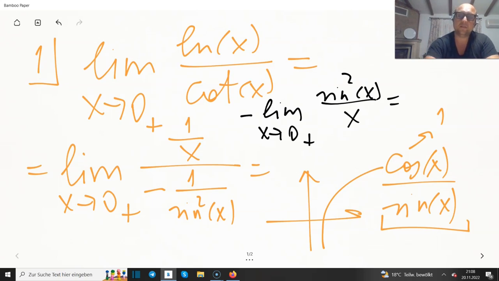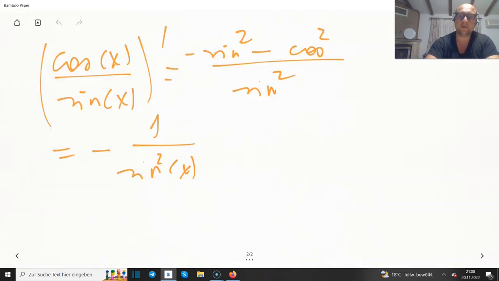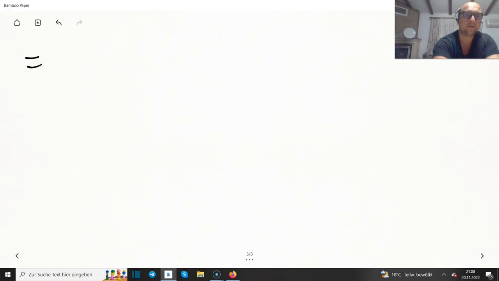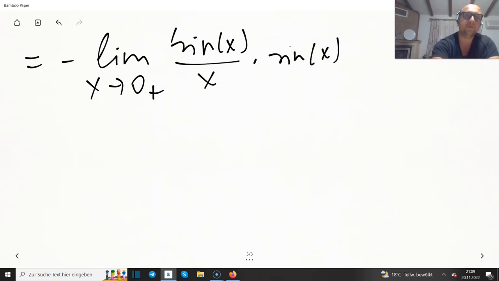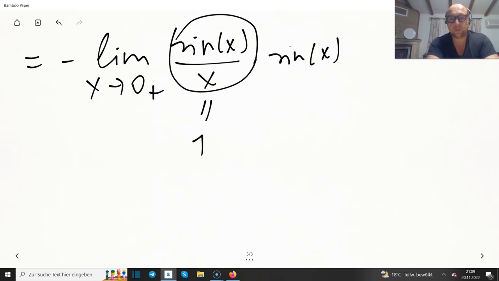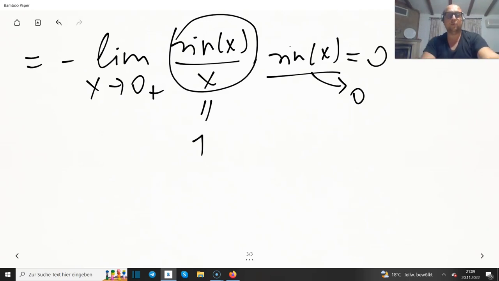We could use L'Hopital, but I hope that you know what's happening here, because we have minus the limit x towards 0 from the positive side. Let's write it as sine of x divided by x times 1 more sine of x. And I proved it somewhere on my channel previously that this value would be 1. So the pace at which sine of x and x are attempting to get to 0 is the same. So this is 1. And sine, of course, is running towards 0. So all the stuff is becoming 0. This is example number 1.